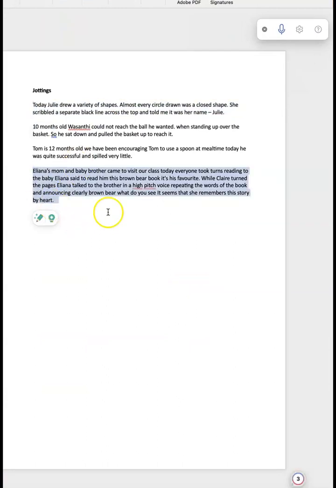Eliana's mom and baby brother came to visit our class today. Everyone took turns reading to baby Eliana. And Eliana said, start again. Eliana said to read to baby brother Brown Bear book because it's his favorite. While Claire turned the pages, Eliana talked to her brother in a high-pitched voice, repeating the words of the book and announcing clearly, Brown Bear, what do you see? It seems that she remembers this story by heart.